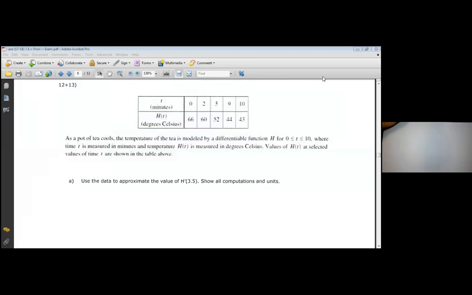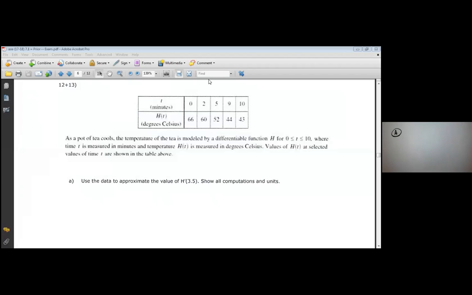All right, so we are going to be starting here with the pot of tea problem. It says as a teapot cools, we're talking about a bunch of temperatures being given, and it's decreasing in temperature because it's cooling off. So no problem there. You guys can still see my screen in the top right corner, correct? Yep. Okay. All right, so for part A, they're asking you to approximate H prime of 3.5.